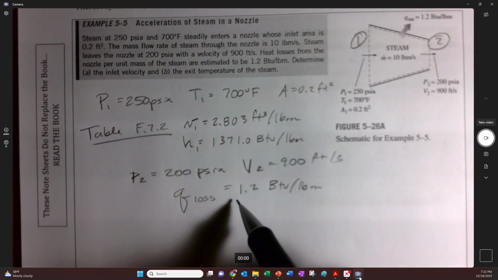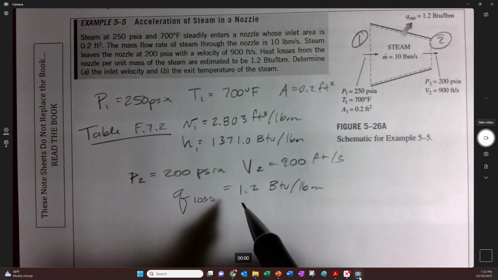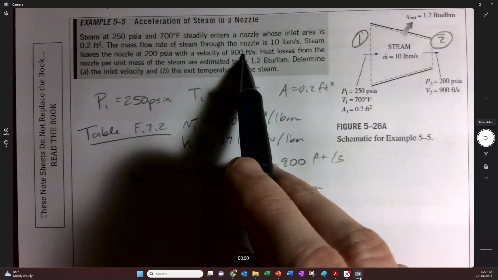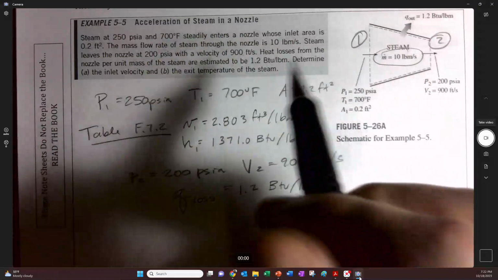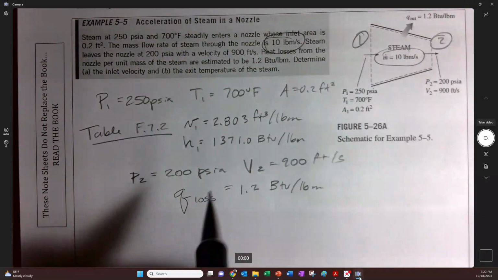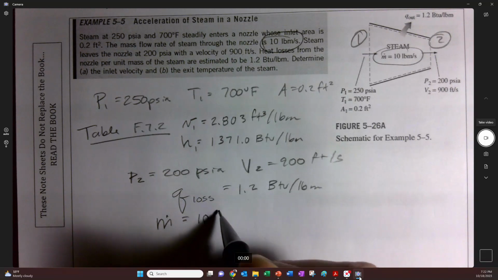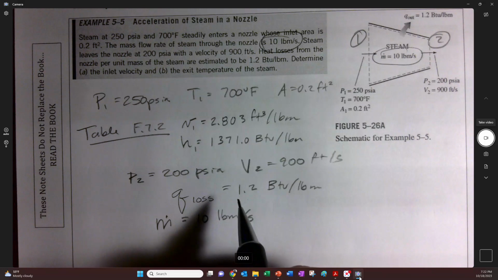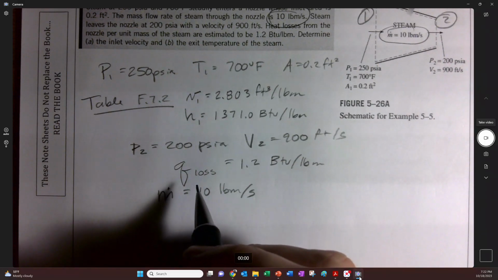Well, did they give me the mass flow? They say 10. Yeah, right here, 10. I missed that. They gave us the mass flow, so a lot of times we don't want to get stuck because we didn't read the problem thoroughly. Anytime you have a hard time with the problem, maybe read it a couple more times, and that might come across to you.